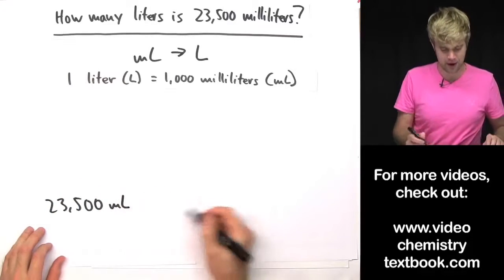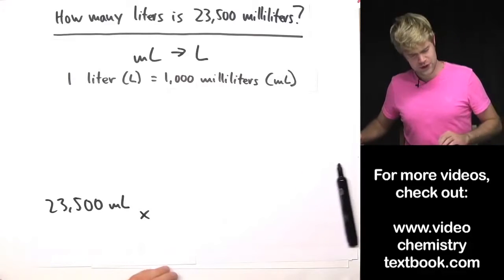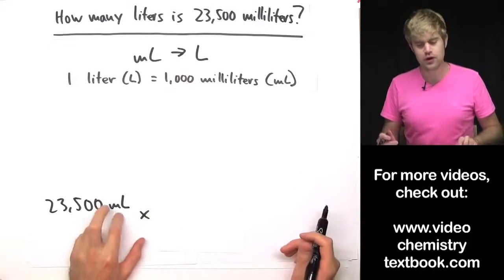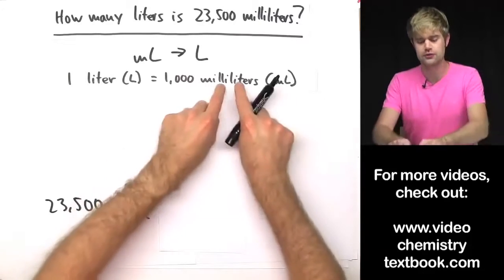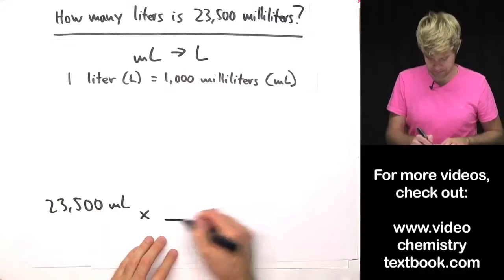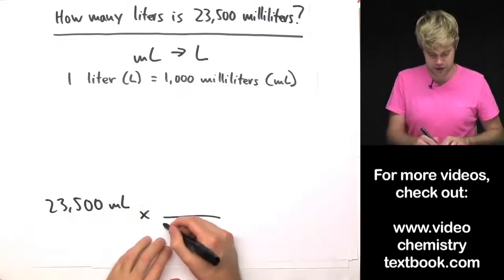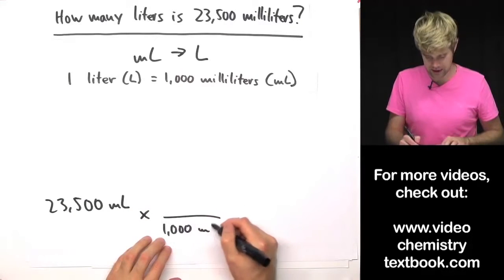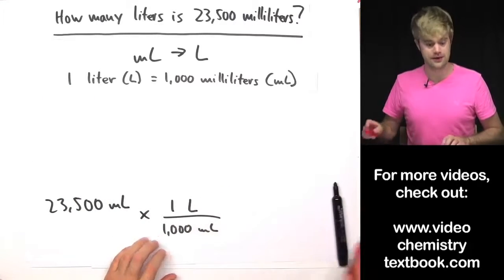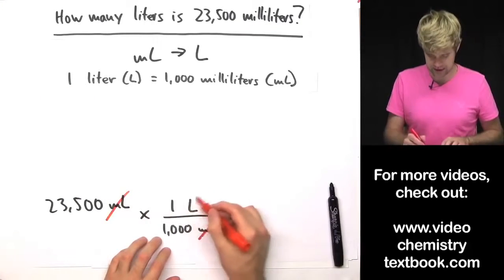So 23,500 ml. Which conversion factor am I going to want to use here? Since I want to get rid of milliliters, I'll want to use a version of this that puts milliliters on the bottom. So I'll put 1,000 milliliters down here, so they'll cancel out, and that means that I'll put 1 liter on the top. Cancel, cancel.